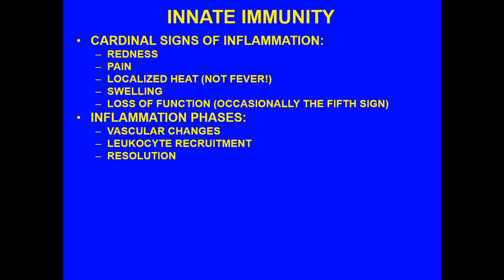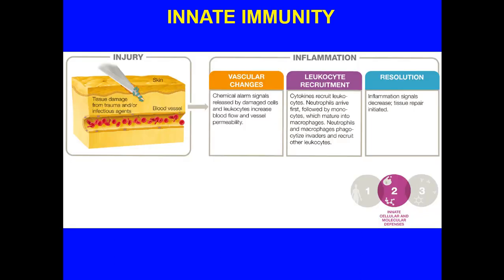There are three phases of the inflammation process: vascular changes, leukocyte recruitment, and resolution. Okay, and you can see that. Let's take a look at that little puncture there. It could have been a thorn, could have been a splinter, whatever. It gets into the skin, goes from the epidermis to the dermis. You now have tissue damage from the trauma and/or infectious agents. You have a blood vessel nearby. Let's start talking about what goes on here.